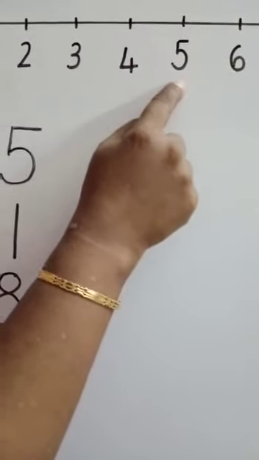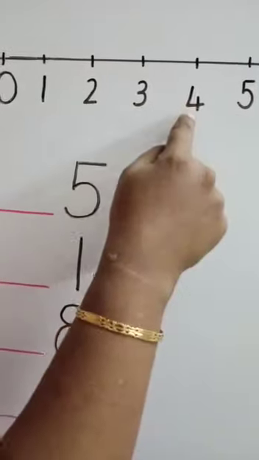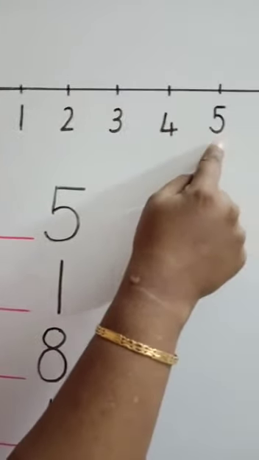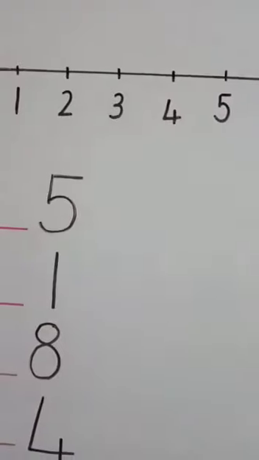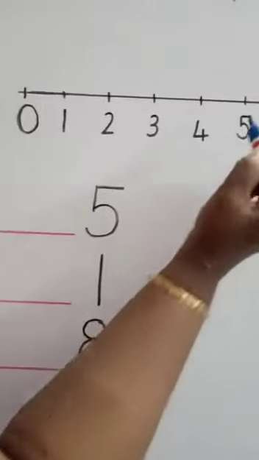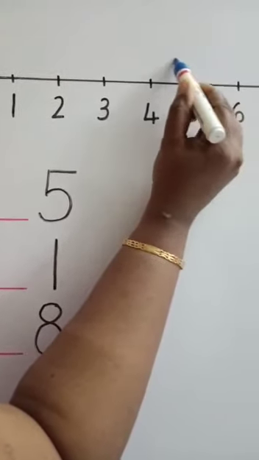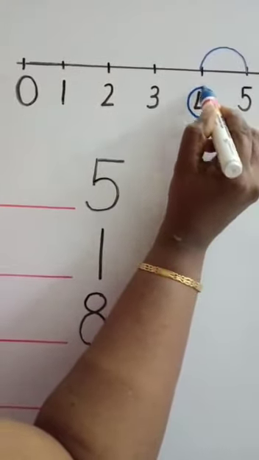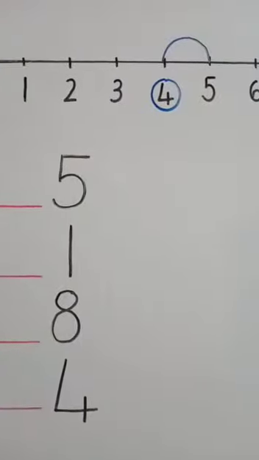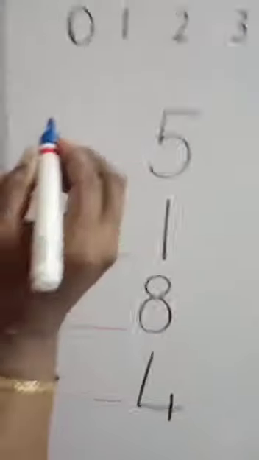So where is before? Something that comes before is this side. Okay, something that comes first. So this is 5. And which is the number before? Here. So let me show you. This is a number 5. Okay. And what is before 5? Which number is this? Come on, tell me. It's number 4. So I'm going to write 4 here.